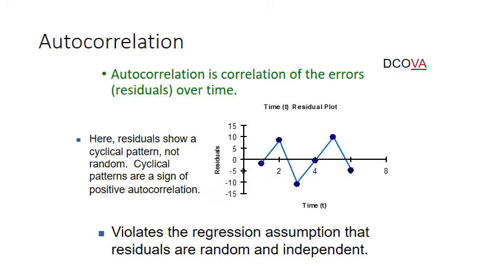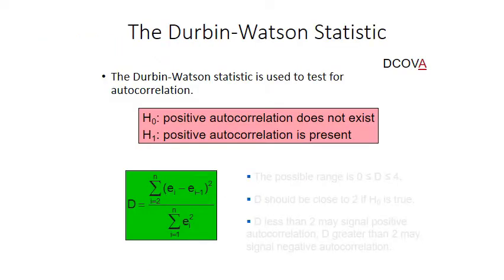Durbin-Watson statistics tells us whether there is any autocorrelation or not, that is, whether data is collected over the same period of time or there is a difference. So we define null and alternate hypotheses. In the null hypothesis, we say that positive autocorrelation does not exist, and in H1 we say that positive autocorrelation does exist or is present. And this is the formula for Durbin-Watson statistics.